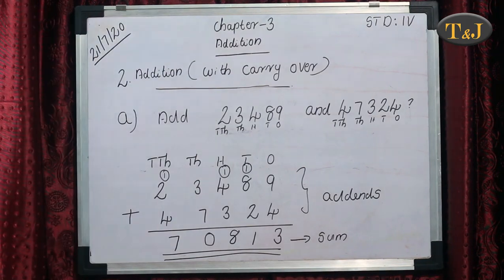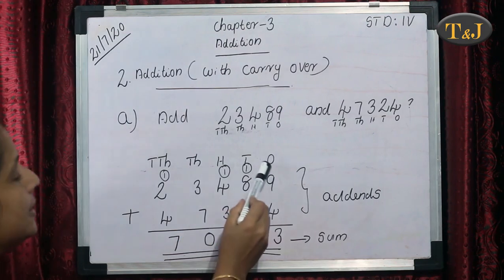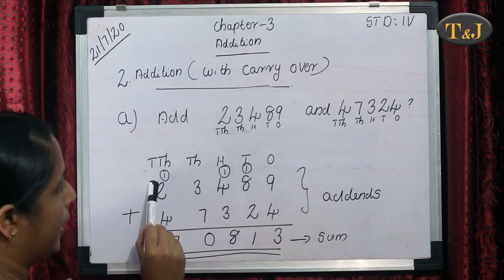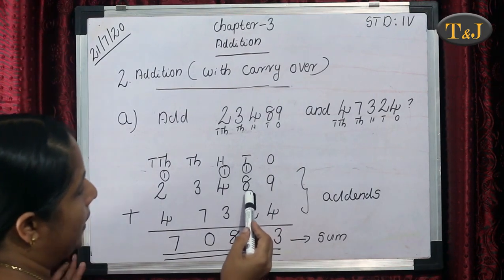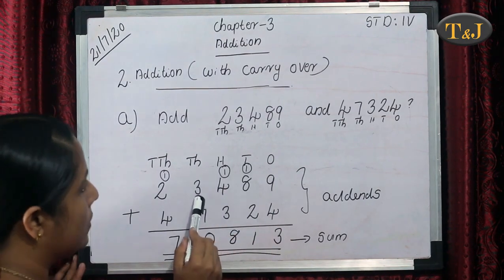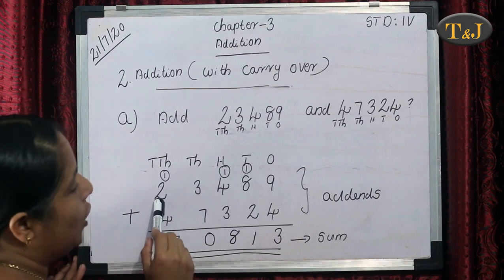Once again, explain addition: add 23,489 and 47,324. First we write the places of these digits, that is ones, tens, hundreds, thousands and ten thousands. Then write the number 9 in ones place, 8 in tens place, 4 in hundreds place, 3 in thousands place and 2 in ten thousands place.